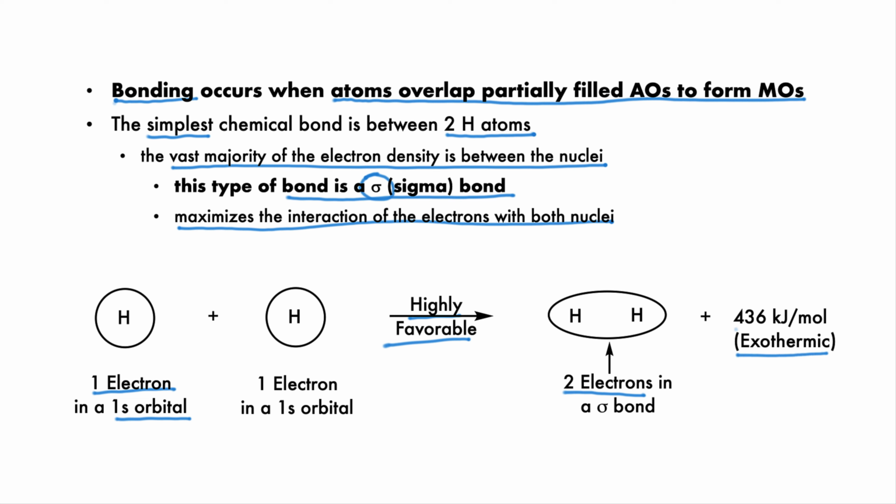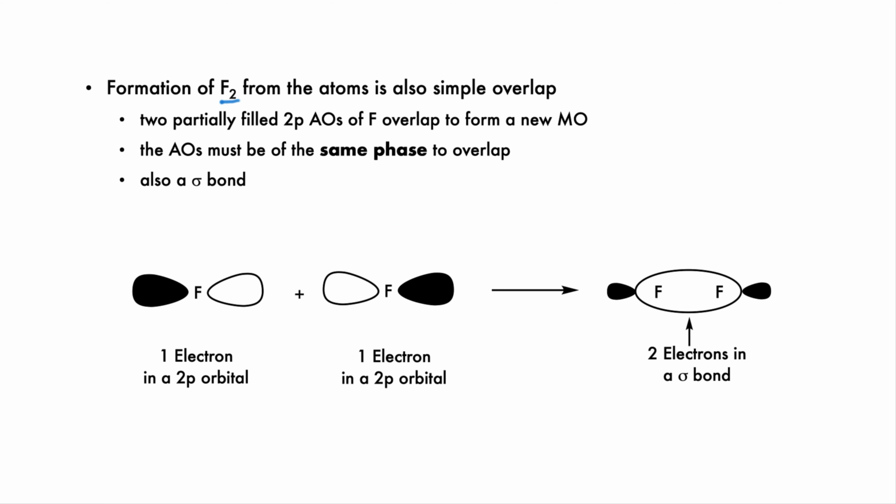The actual number, 436 kilojoules per mole, is very large. The reason it's so favorable is because you are forming a very stable molecule from 2 unstable atoms. Intuitively, you can say that molecular hydrogen is much more stable because the bonding electrons are now interacting with 2 nuclei. Another example of simple overlap is formation of fluorine molecule from the atoms.